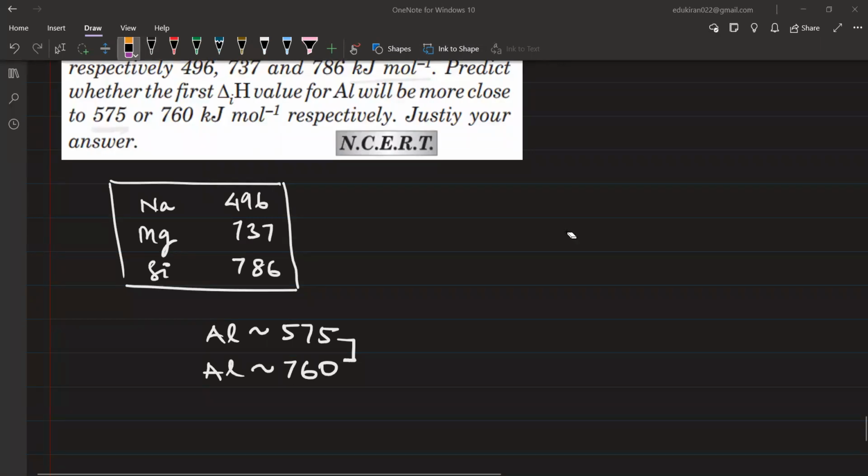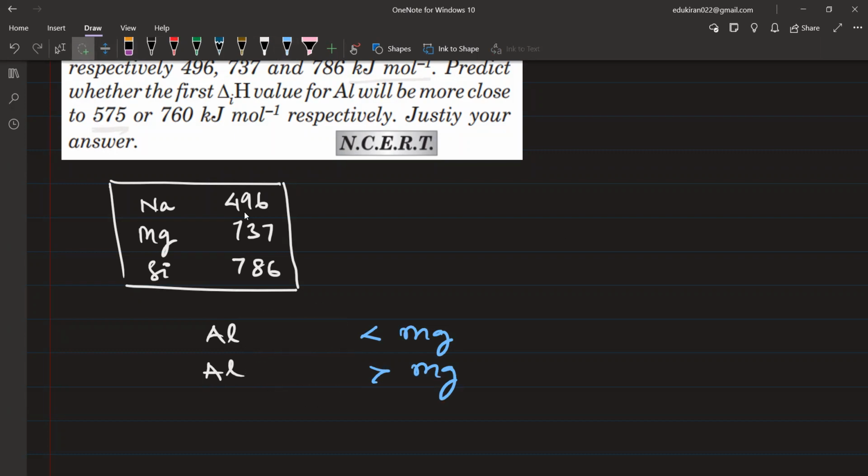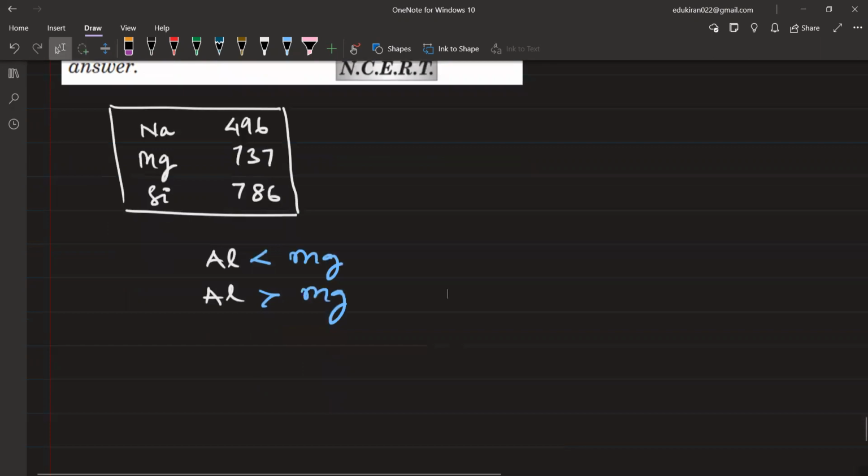Let us suppose, if aluminium is 575, that means it is less than magnesium. If it is 760, then it is greater than magnesium. So what they are asking is, between the ionization enthalpy of aluminium and magnesium, which will be higher. Can you see the indirect question now? Now, if you look at aluminium and magnesium, what do you expect?